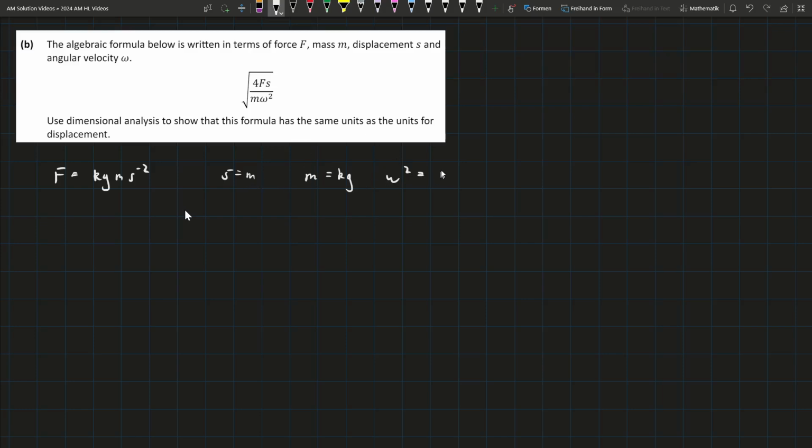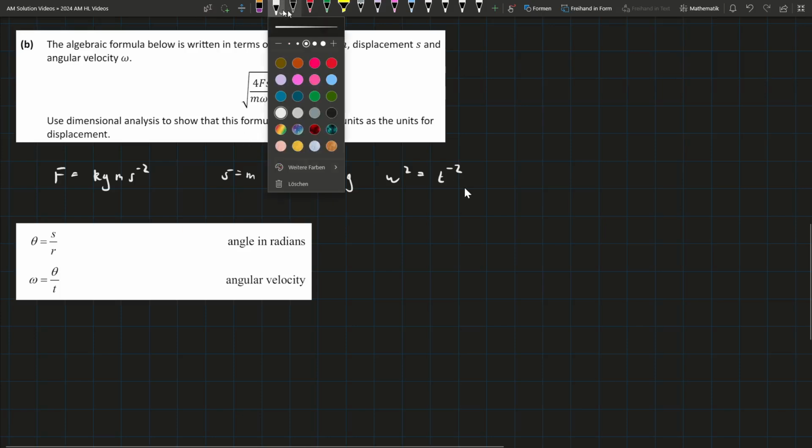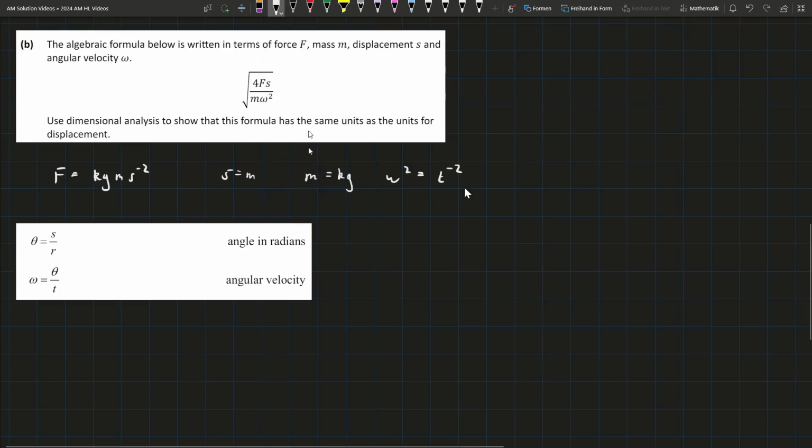Now omega squared, it's actually 1 over t. It's actually t to the power minus 2. It's not radians per second. It's actually just per second squared, which you'll see now. I'll show you. So they asked this last year as well, so they're probably trying to catch people out because this is one of the hardest examples.